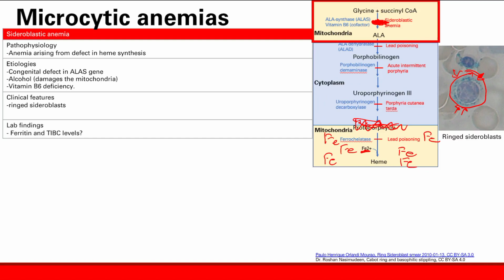Now, what lab findings would you get? What levels of ferritin and TIBC would you have? I told you ferritin helps you store iron in the liver cells. So would you have more or less iron in this disease? I just told you, you have a buildup of iron, so you have too much iron. So you're going to get more storage of iron in liver cells, you're going to have increased ferritin. So what's going to happen to your TIBC levels? Your TIBC levels are going to be decreased.